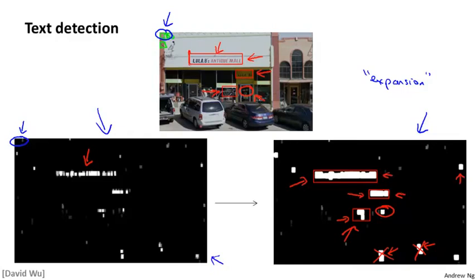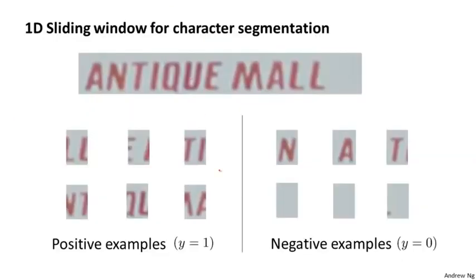And having found these rectangles with the text in them, we can now just cut out these image regions and then use later stages of the pipeline to try to read the text. Now, you recall that the second stage of the pipeline was character segmentation. So given an image like that shown on top, how do we segment out the individual characters in this image?